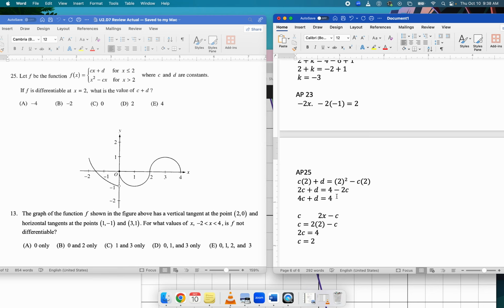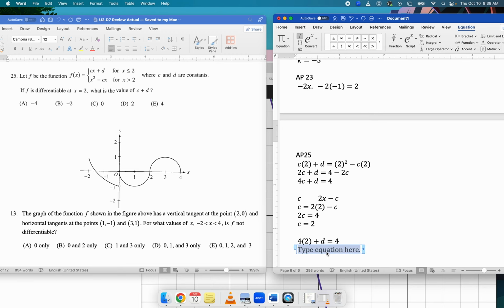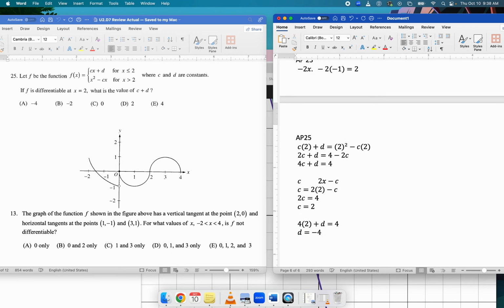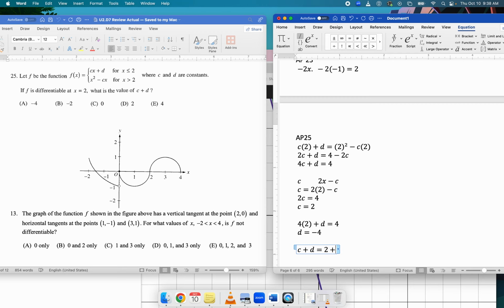And then if I go back to this equation and substitute, I find 4 times 2 plus d is equal to 4, so d is equal to negative 4. Therefore c plus d is 2 plus negative 4, which is negative 2. So I think B.